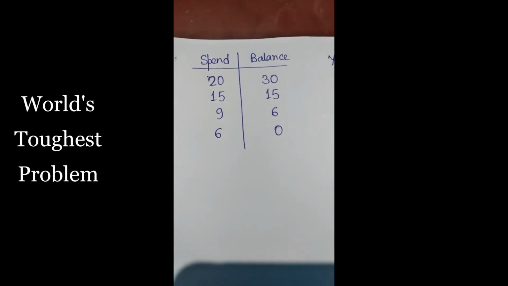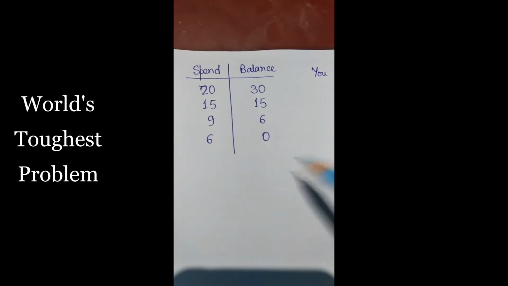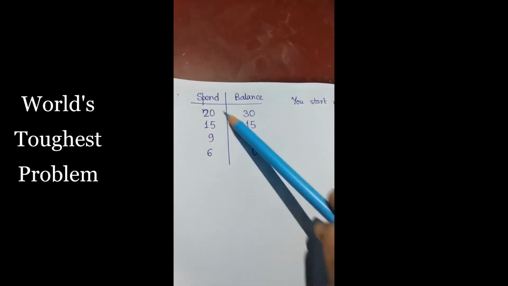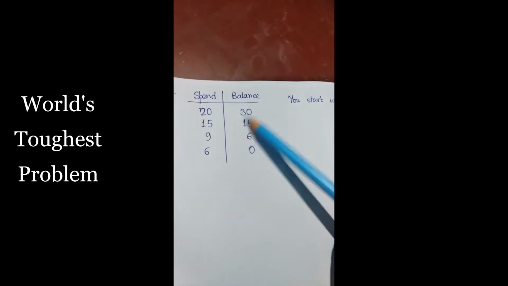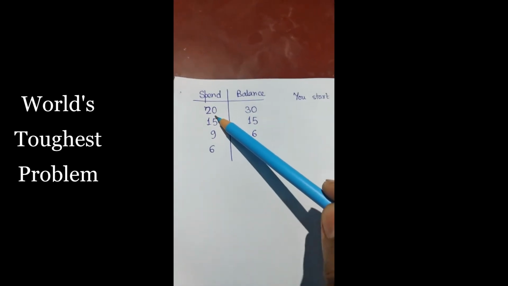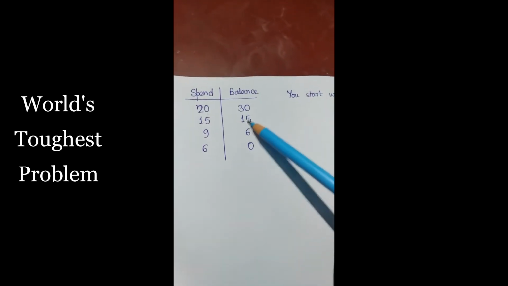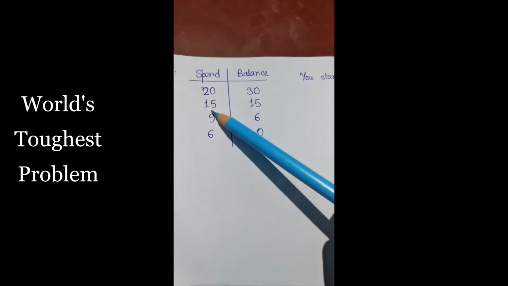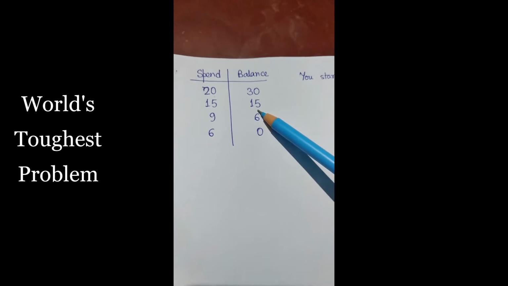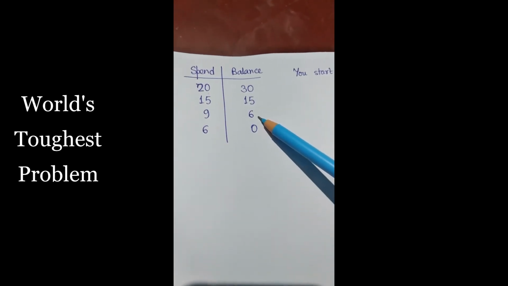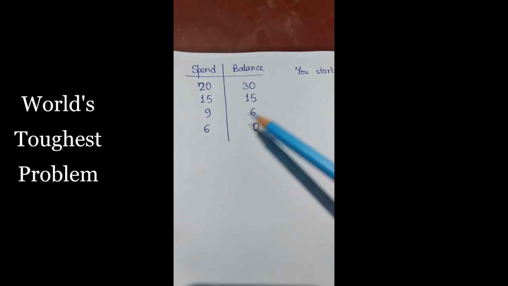So therefore, here we start with the tricky problem. Here I am starting with the 50 rupees, but here is my spend chart and here is the extra balance chart. So if we spend 20 rupees from the 50, then we get 30, and if we spend 15 from the 30, then the extra is 15 here, then the rupees 9, and then the left is 6, and if we spend 6, there is 0.